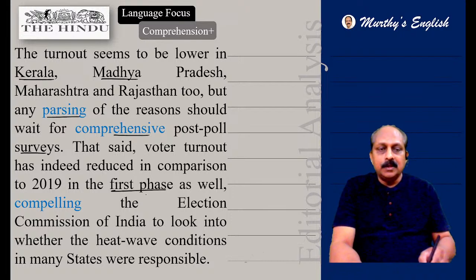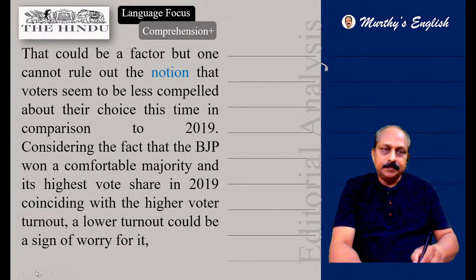Low voter turnout, compelling the Election Commission of India to look into whether the heat wave conditions in many states were responsible. Compelling means what? Forcing. Because of the low voter turnout, the Election Commission had been forced to think what could be the reason. And one of the reasons could be heat wave conditions.